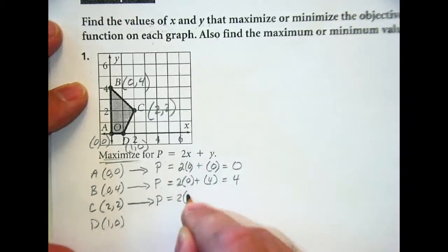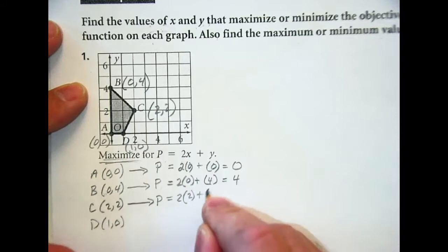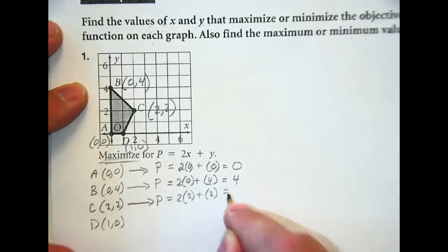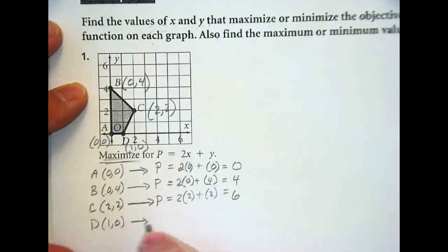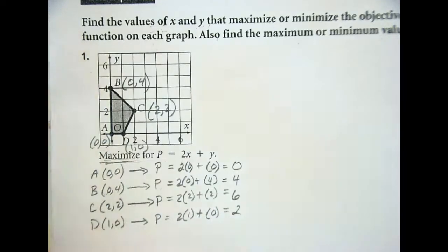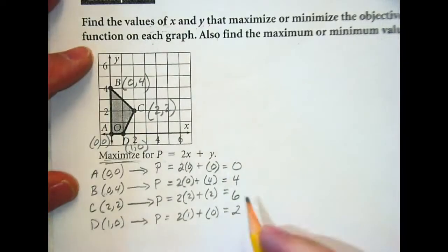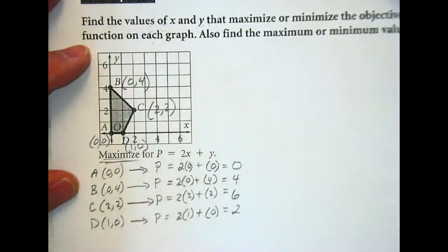Two times 2 plus 2 equals 6. And 2 times 1 plus 0 is 2. What is my maximum profit? C. It is coordinate C, which is how much? What's the value? $6.